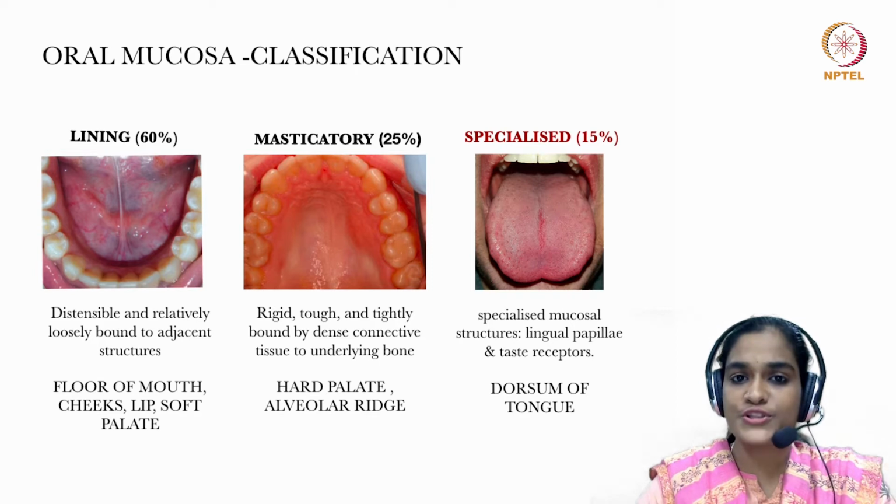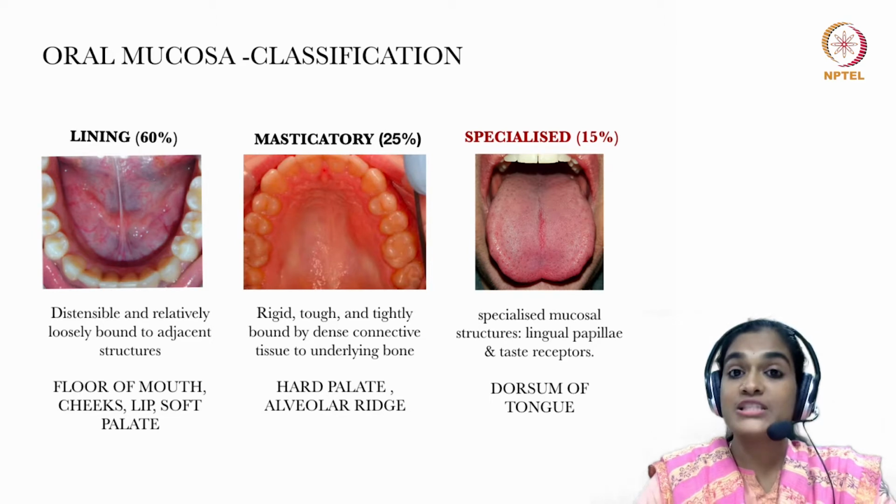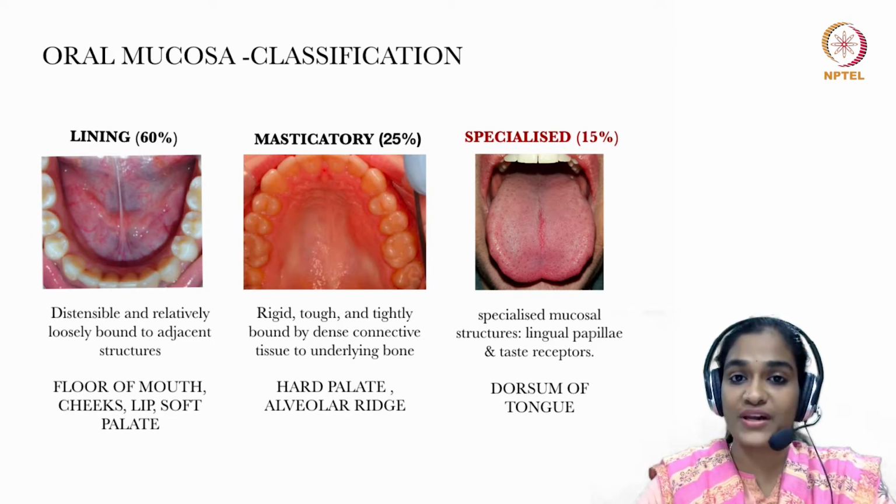Masticatory mucosa constitutes about 25% of the oral mucosa. It is rigid, tough, and tightly bound to the underlying bone by means of dense connective tissue. The hard palate and the alveolar ridges are examples of masticatory mucosa. Specialized mucosa comprises 15% of the oral mucosa. It has specialized mucosal structures like lingual papillae and taste receptors. The dorsum of the tongue is the characteristic example of specialized mucosa.